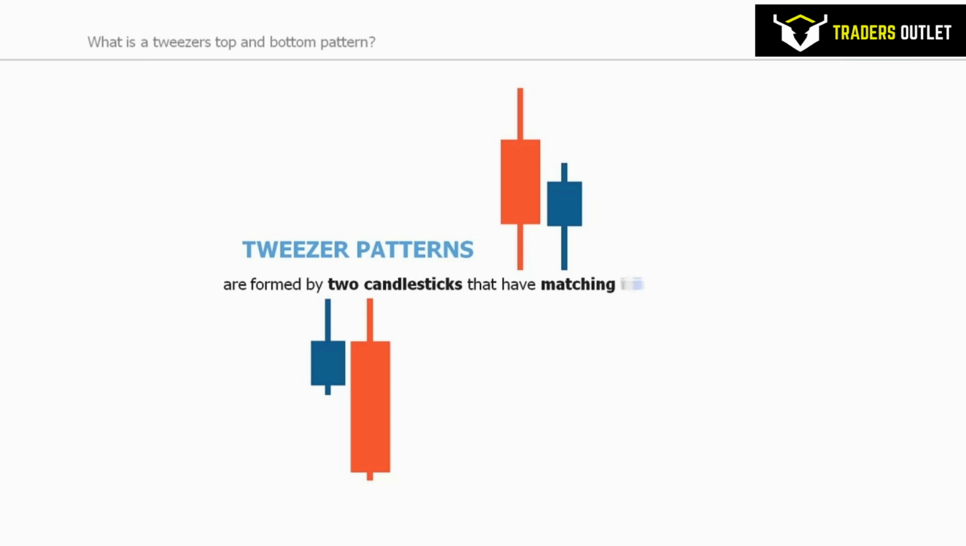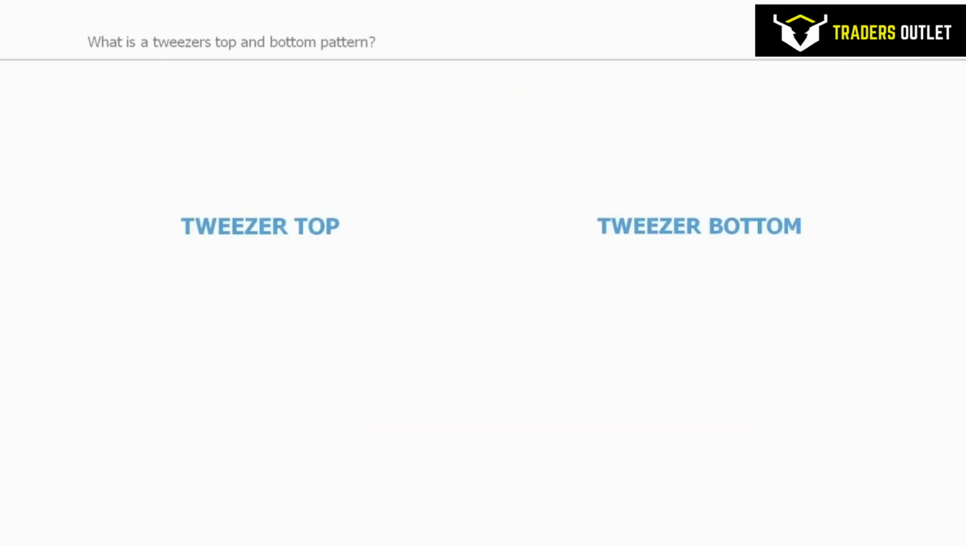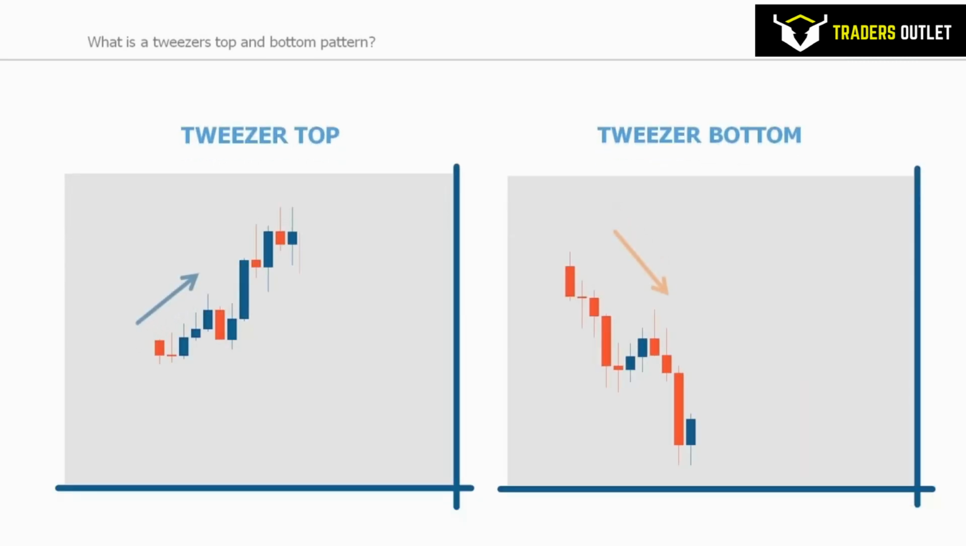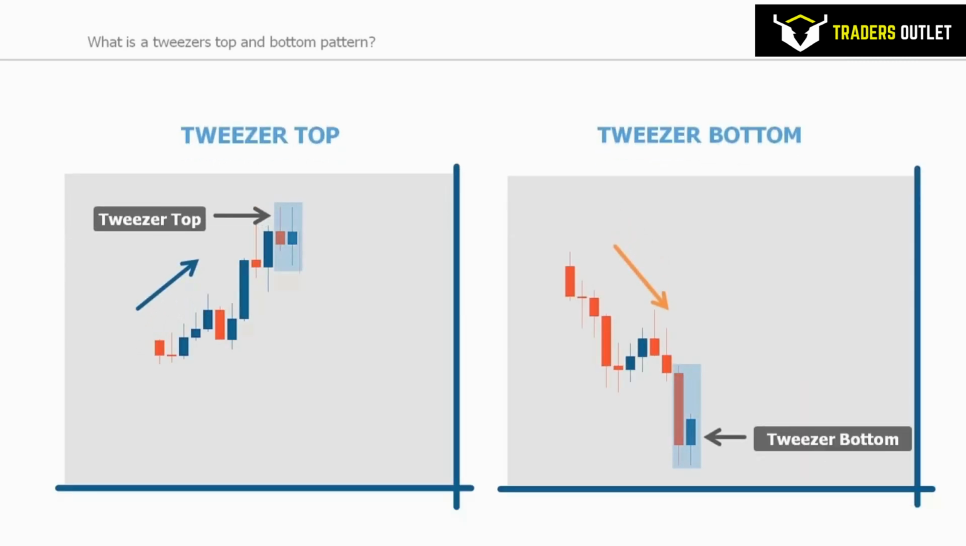Tweezer patterns are formed by two candlesticks that have matching highs or lows. As the two wicks have the same height, it has the appearance of a pair of tweezers. A discrepancy of a few pips is acceptable. There are two types of tweezer patterns, a tweezer top and a tweezer bottom. As with the engulfing candle patterns, there has to be an up or down trend preceding the pattern. The market must not be ranging.